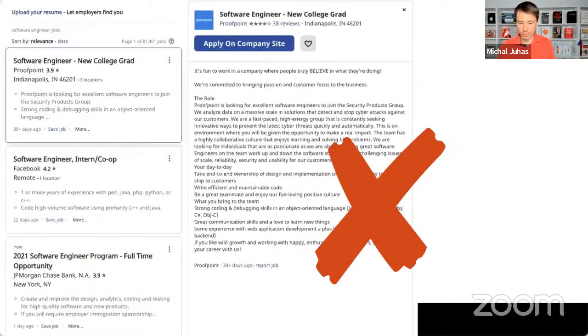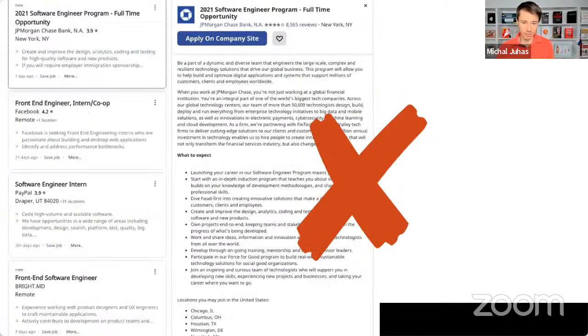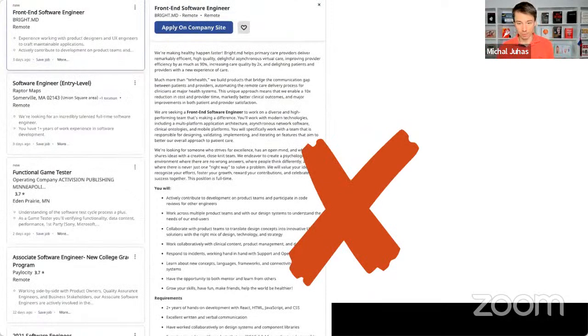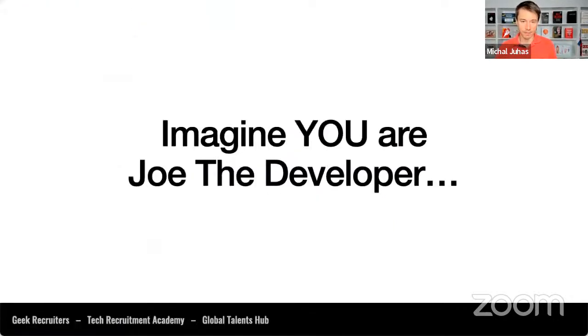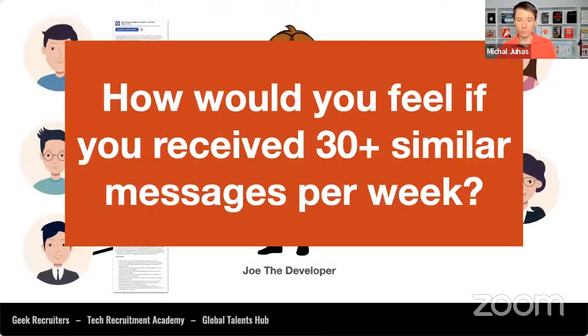And who wouldn't be surprised, especially given these poor job descriptions and job promotions, something like this, or something like this. Who will ever read something like this, right? Or something like this, even worse. You can just go to Indeed or Monster or whatever, and you will find similar style one after the other. So imagine for a while that you are Joe the developer. How would you feel if you received 30 similar messages per week?